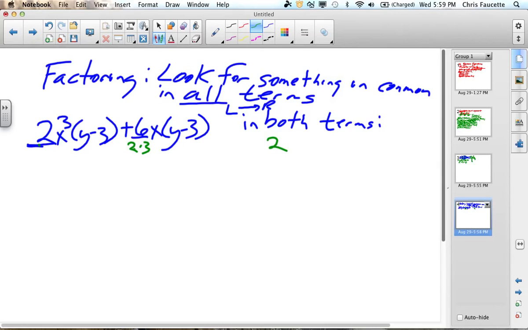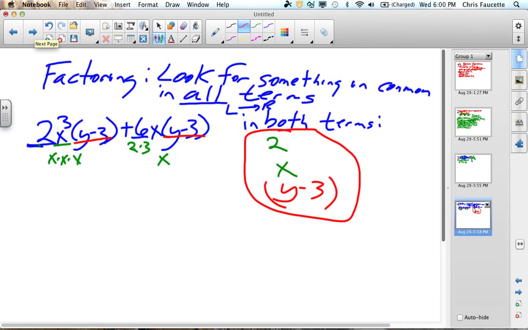Then I'm going to come back in and look at my x's. So I've got an x cubed here, which is x times x times x, and I've got an x here. So what I have in common in both terms is 1x. Then I come back in and take a look at this guy, and I notice that this is the same in both of them. So I'm going to have a y minus 3.